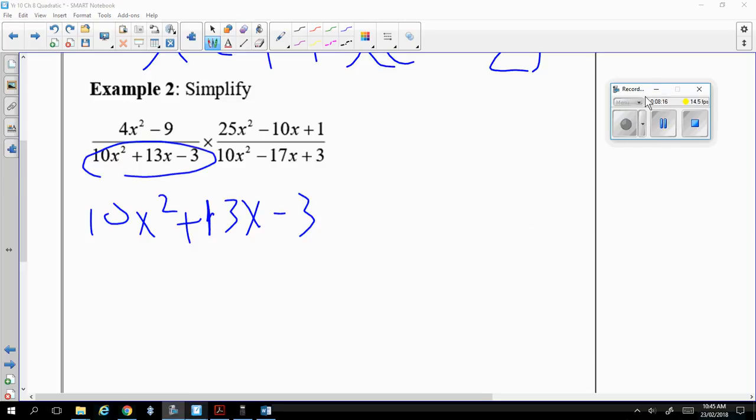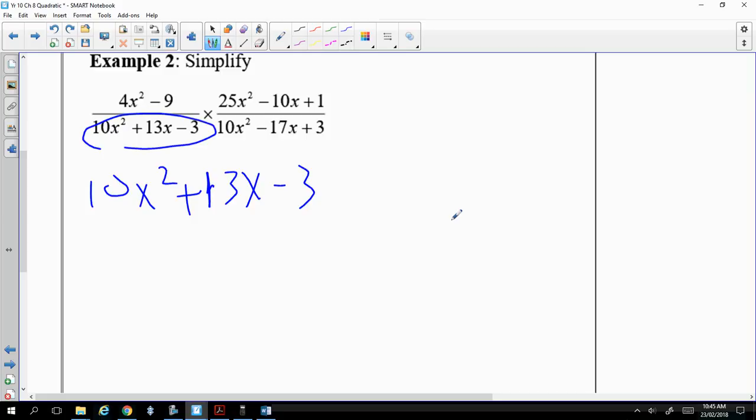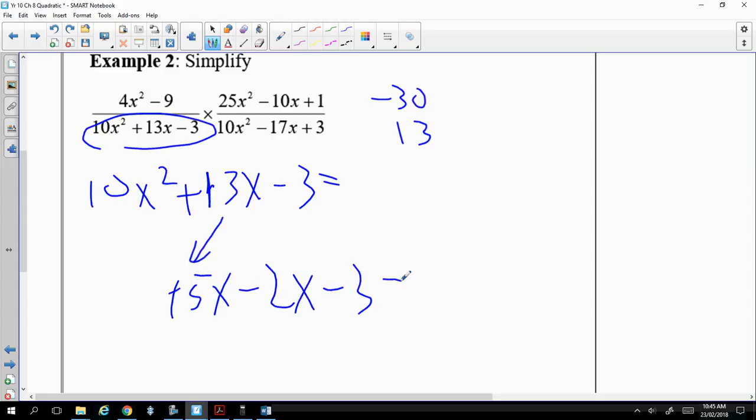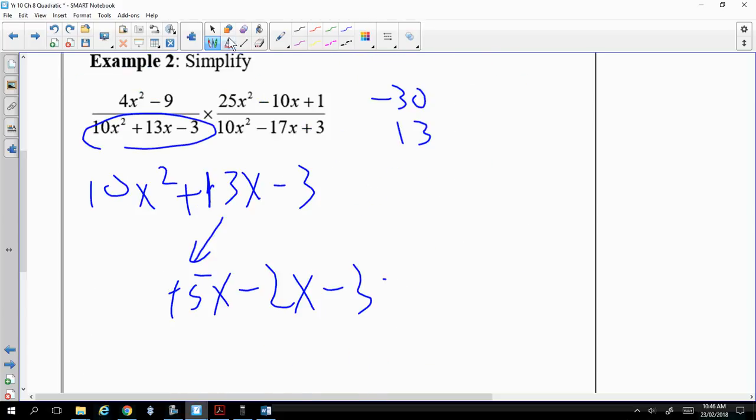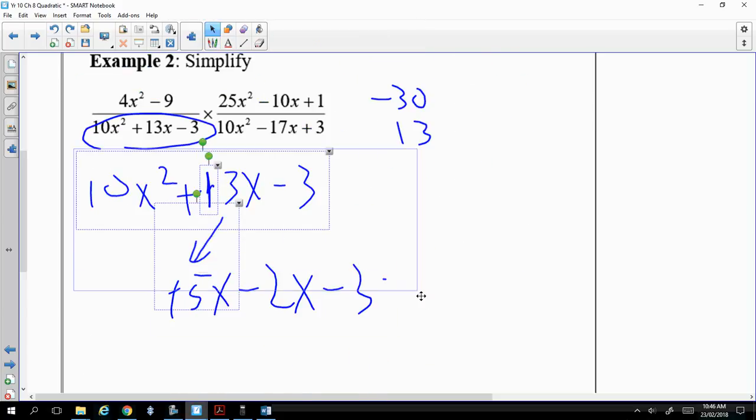So what do we have here? Negative 30 and plus to get 13. I think that will be negative 3 and negative 10. Actually, no. Negative 30 will be 15 minus 2, yes. So 15x minus 2x. Alright, so you just do this. And then you get, actually, I may do all the working on the other side. Let's copy this. Yeah, so you have enough space. Yeah, I just put it here.